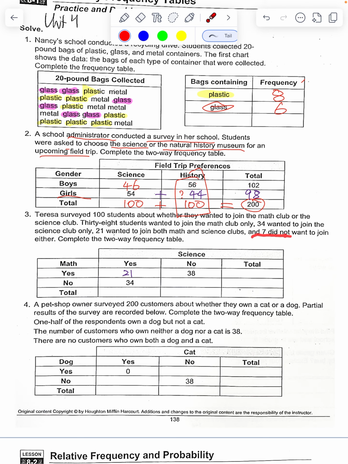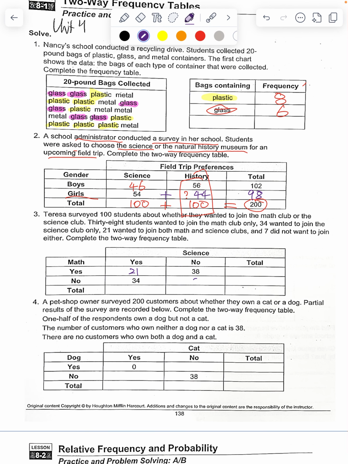And 7 did not want to join either, right? So I should put 7 here. Because the number 7, it goes to the science is no. It goes to the math is also no. So double no. Now I need to figure out the total.